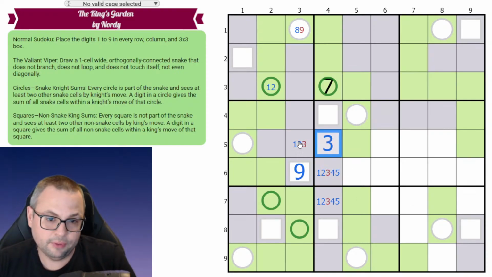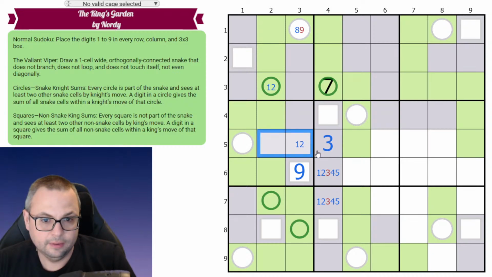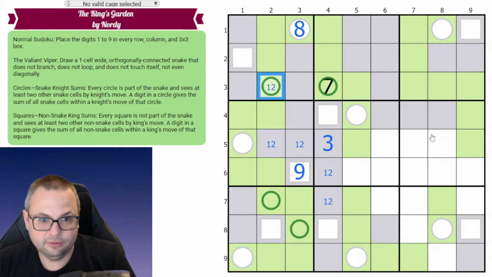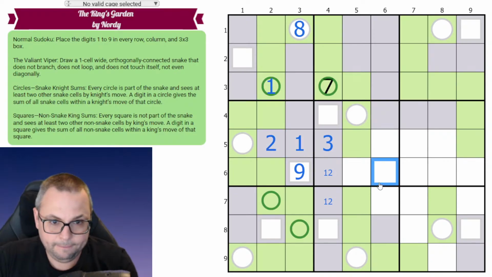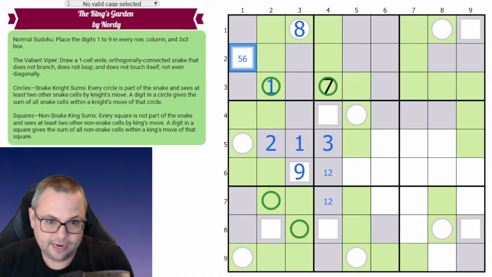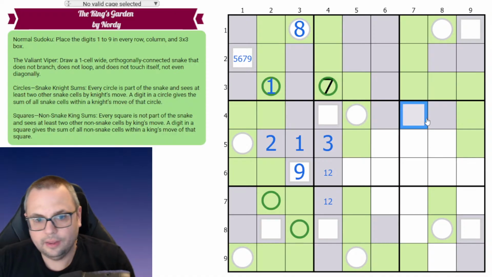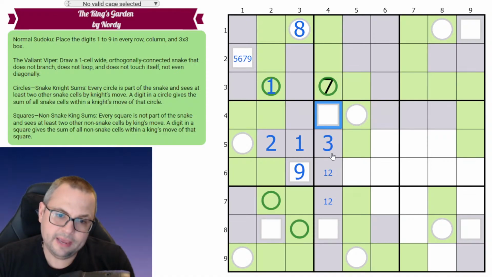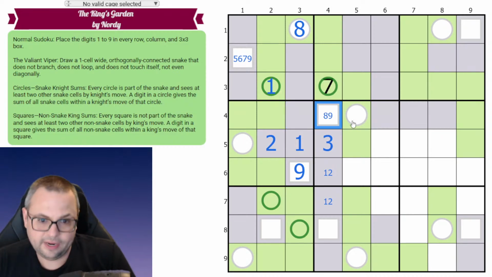Okay, so now that's a 3. These are a 1, 2 pair. That's an 8. That's a 1. So that's a 2 and a 1. 8 being 1 plus 7, you see. So this is at least 5, I guess. Just for the record. So this cell is a minimum of 3 plus 1 plus 3. So this is at least 7. Therefore, it's an 8 or a 9.